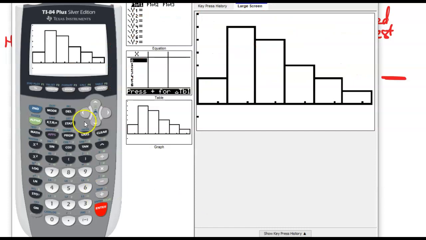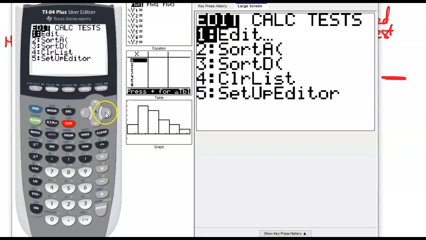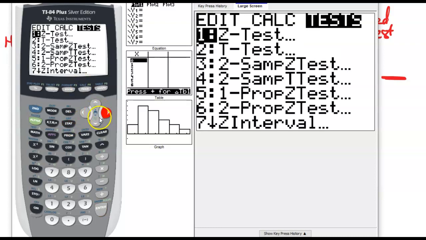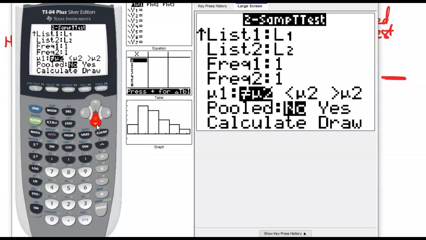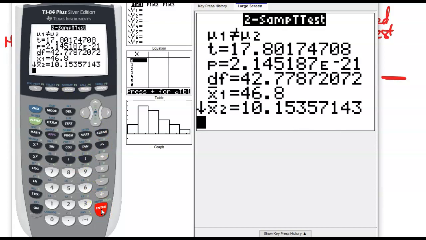All right, so we're going to go stat, test. We're going to go down and choose number 4 because that's a 2-sample t-test. Okay, we hit enter. Now, we have data, and our data is already in L1 and L2, and we are saying that it's not equal to. So I'm going to hit enter. It's not pooled. You're not going to have any pooled to worry about this year. And then we're going to calculate.